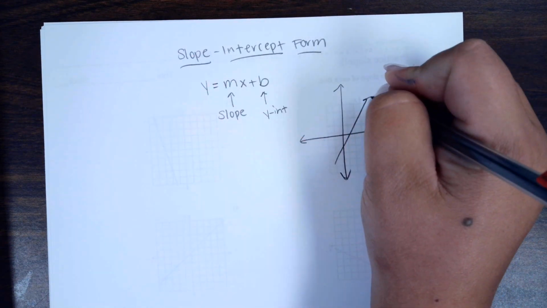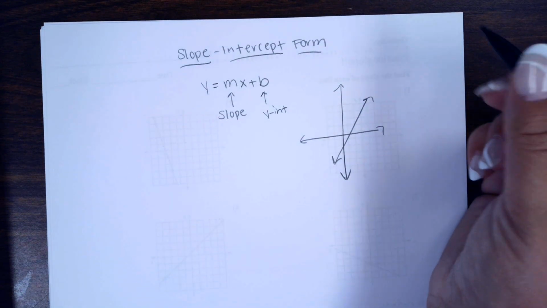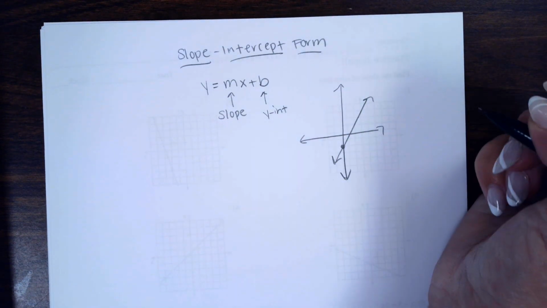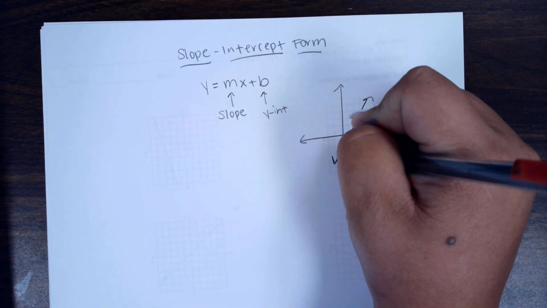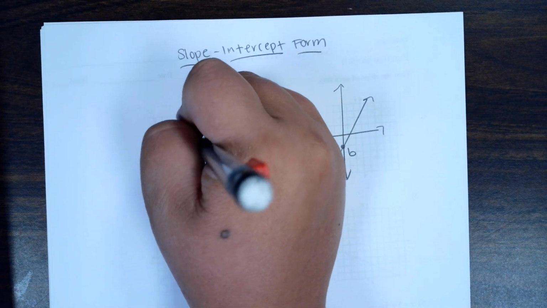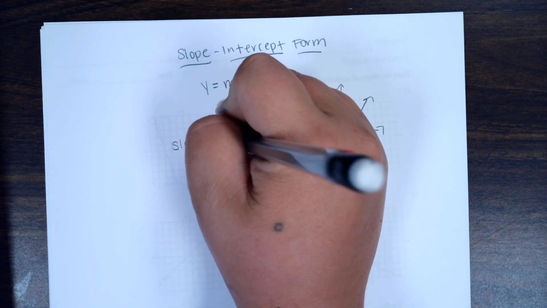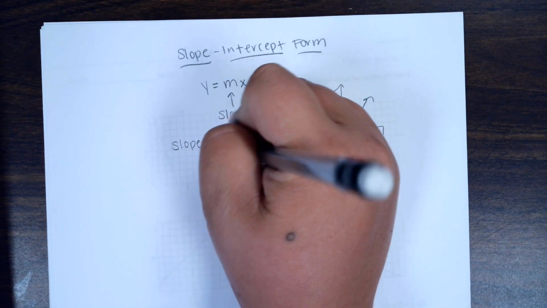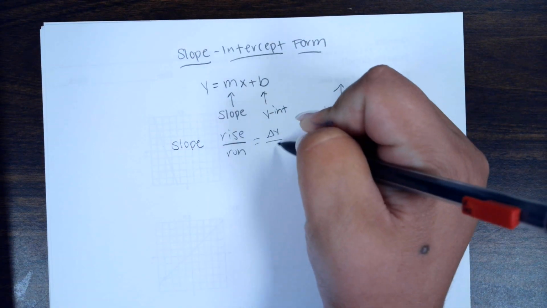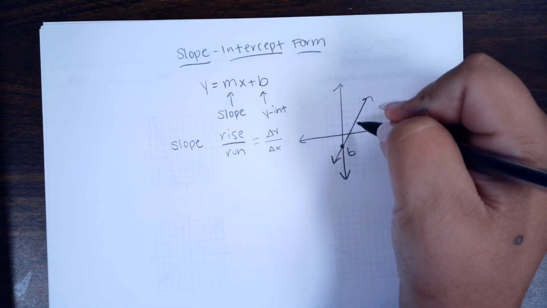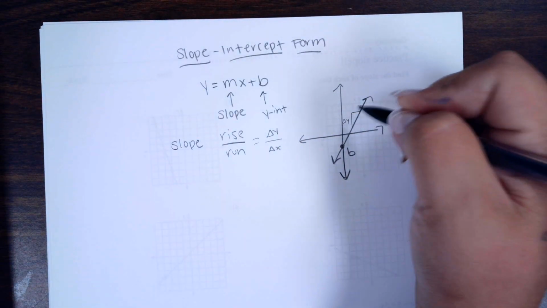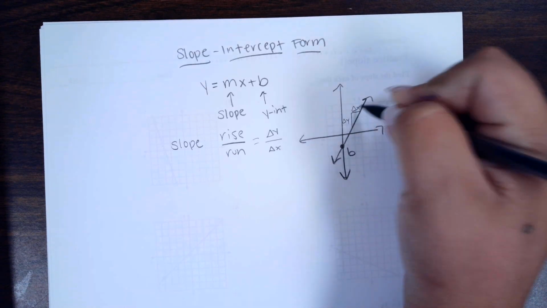So let's say we have a line over here that looks like this. Where the graph hits the y-axis, that's our b. And then our slope is our rise over run, which is how the y's change over how the x's change. Change in y is up and down, change in x is left to right.